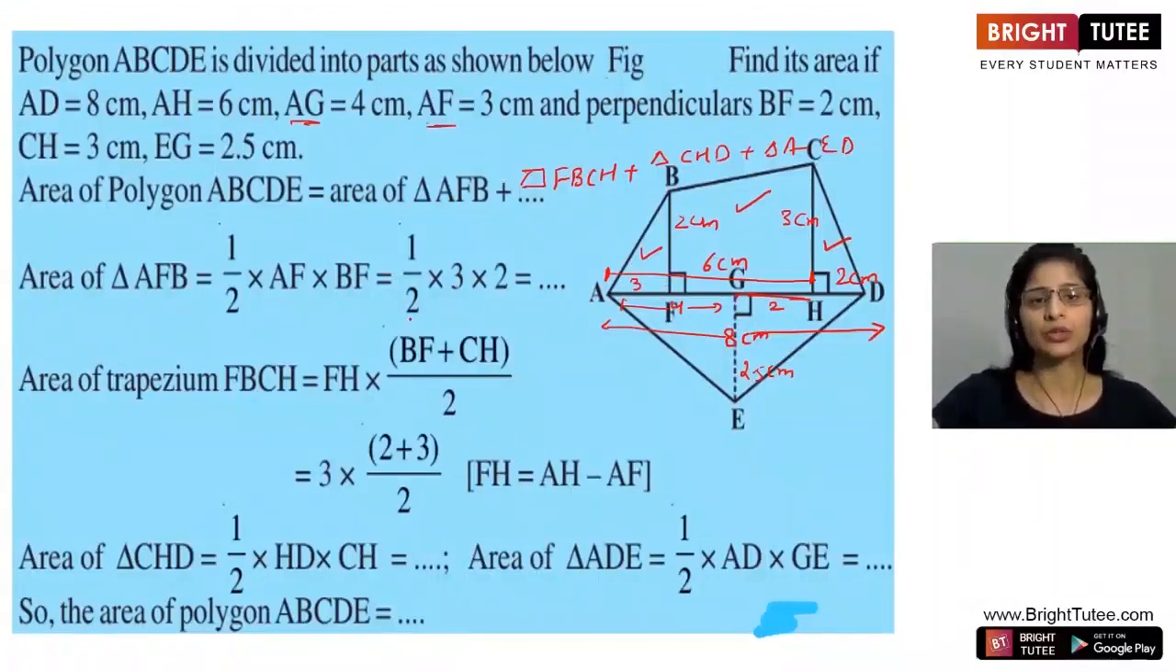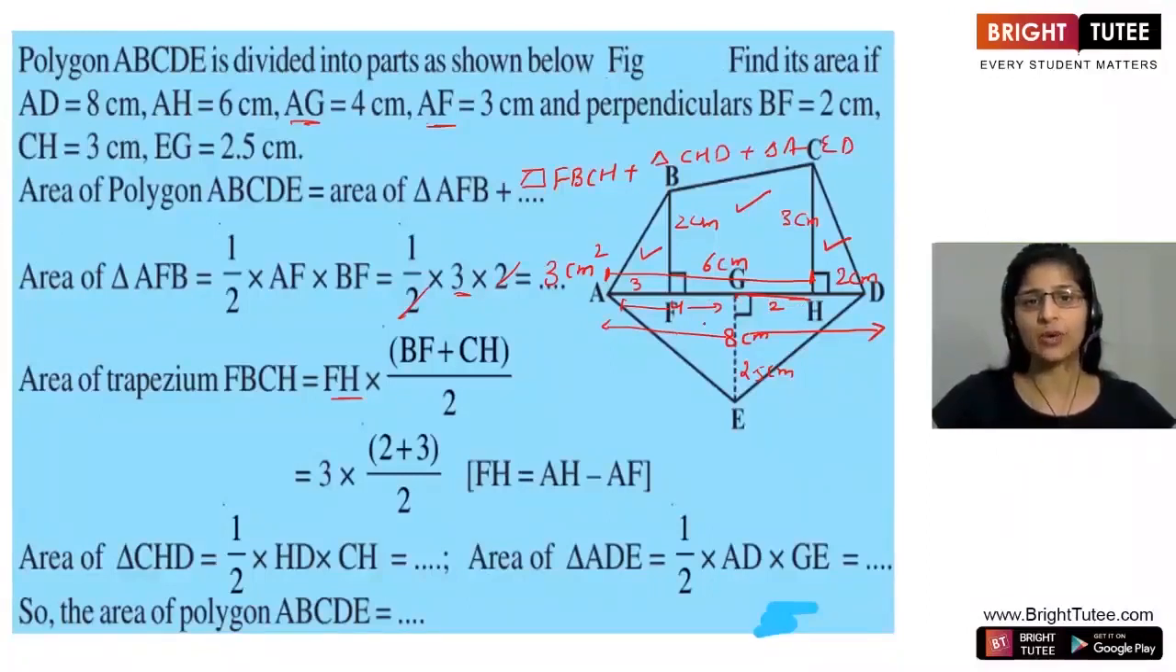Half into AF is the base and BF is the perpendicular, that is 2 centimeter, and AF is already given as 3. So the 2 and 2 get cancelled, and we get the answer as 3 square centimeter. Now the area of trapezium FBCH. So FH, why FH? Because it is the distance between these two parallel lines. So this is the height.